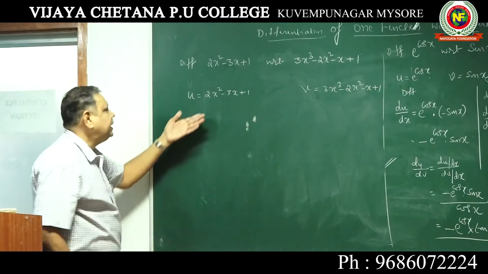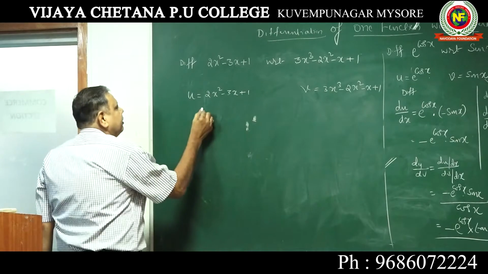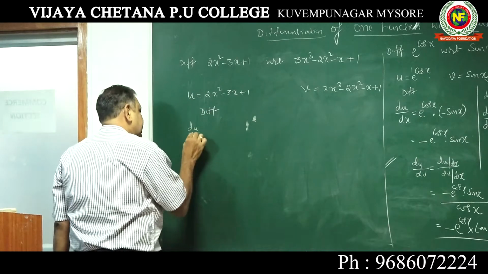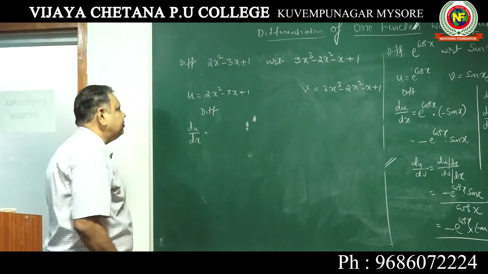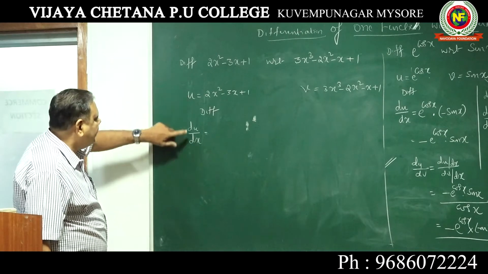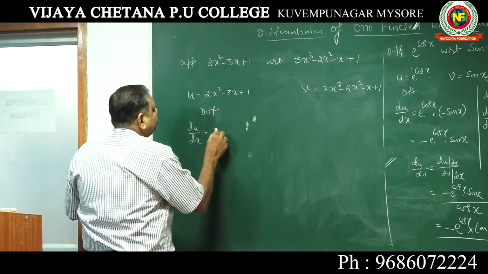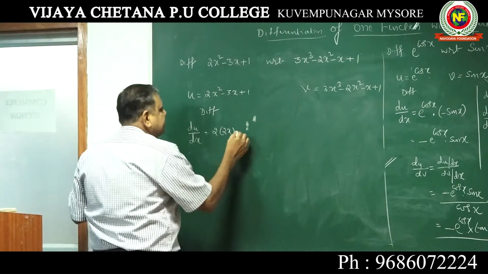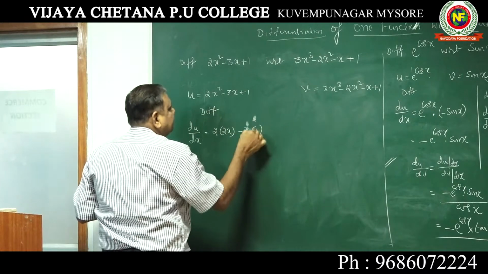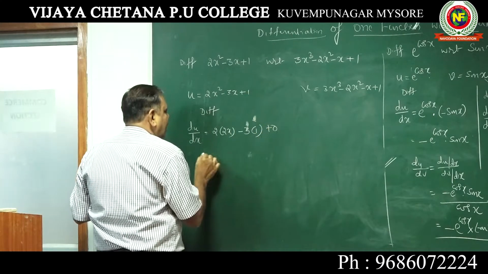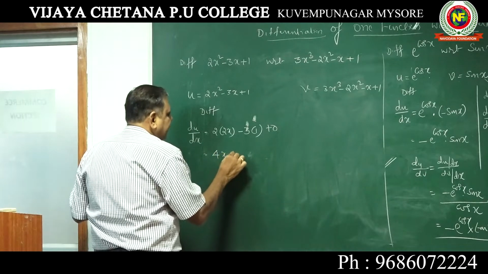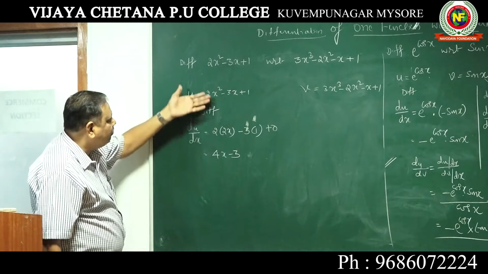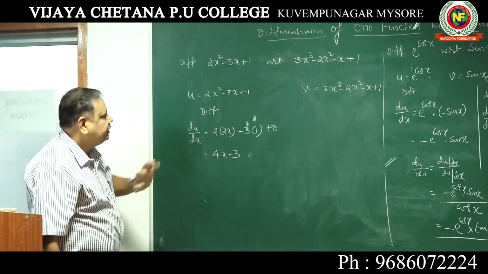Now differentiate with respect to x. du by dx is 2 into 2x, the constant 3 into 1 gives minus 3, and the constant 1 gives 0. So it is 4x minus 3. When you are differentiating this one, you can straight away write 4x minus 3.